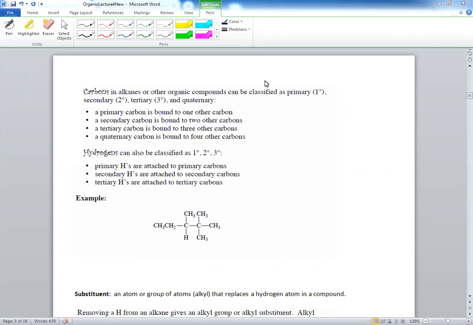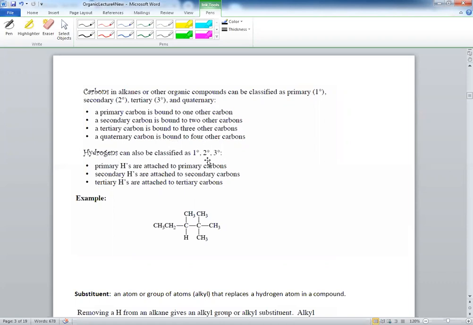So let's look at what we call these different types of carbons. You have primary, secondary, tertiary, and quaternary. Obviously, a primary means it's bound to 1 other carbon. Secondary, it's 2. Tertiary is 3 other carbons, and quaternary is 4 other carbons. And correspondingly, the hydrogens can be classified as primary, secondary, and tertiary.